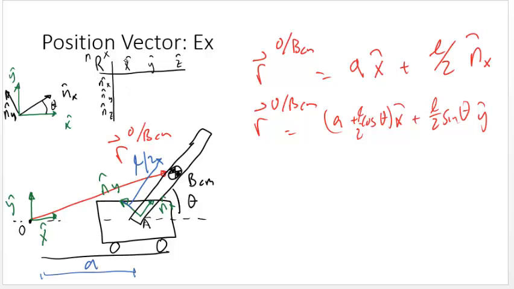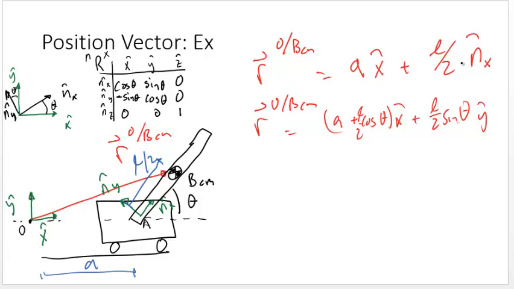Note that nx can be described as the cosine of theta x hat plus the sine of theta y hat, and 0 in the z direction. And ny can be described as the minus sine of theta x hat plus the cosine of theta y hat, and 0 in the z. And nz and z hat are going in the same direction, so 0, 0, 1.